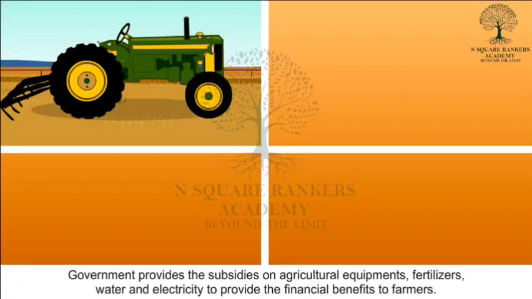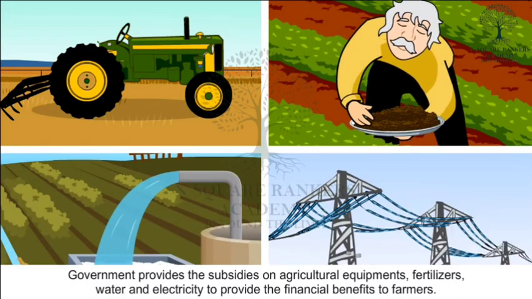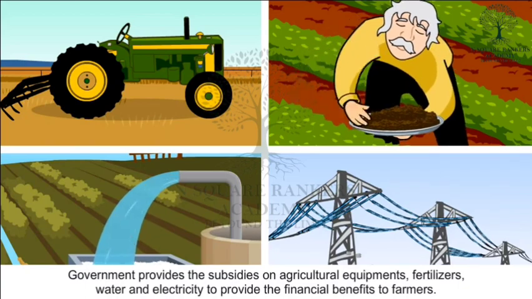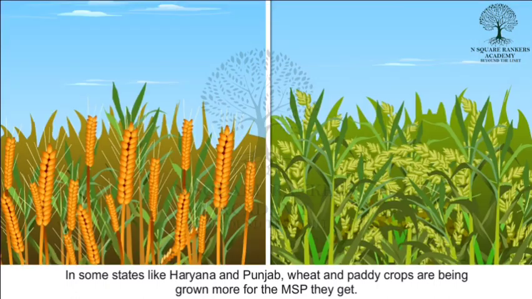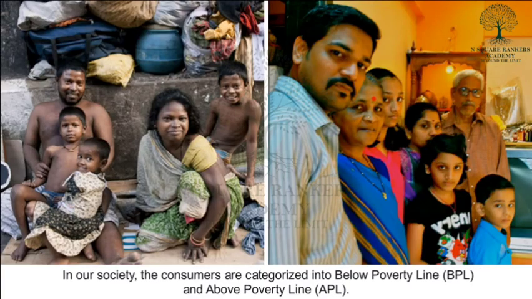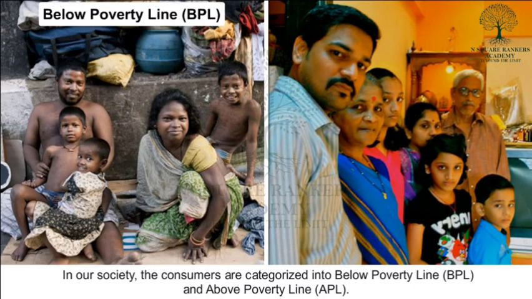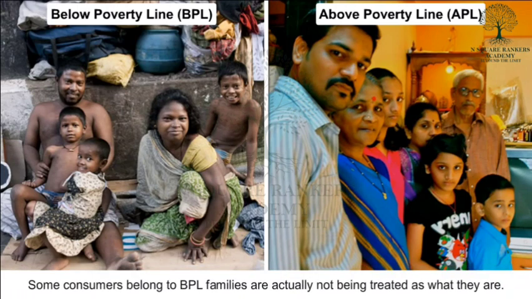Government provides subsidies on agricultural equipment, fertilizers, water and electricity to provide financial benefits to farmers. In some states like Haryana and Punjab, wheat and paddy crops are being grown more for the MSP they get. In our society, the consumers are categorized into below poverty line or BPL and above poverty line or APL. Some consumers belonging to BPL families are actually not being treated as what they are.